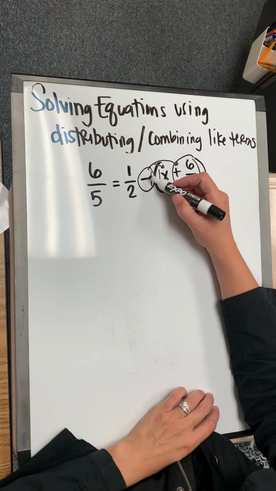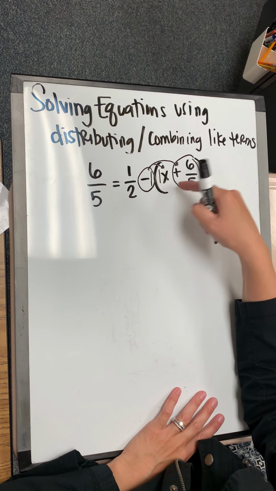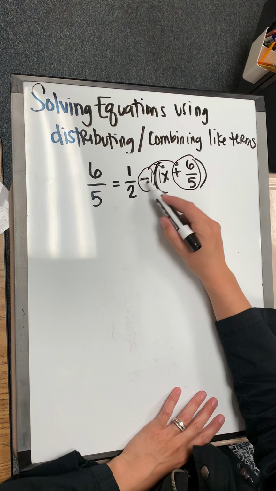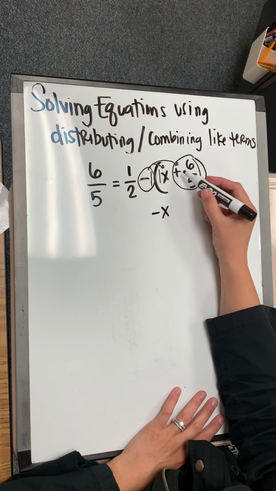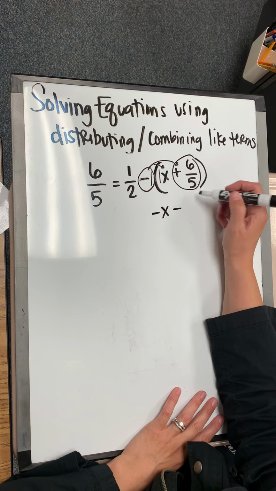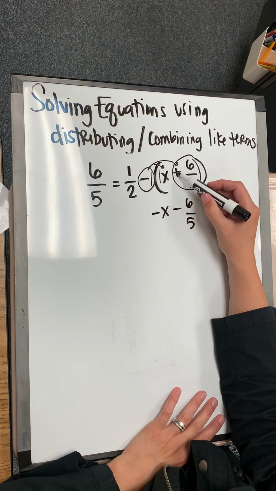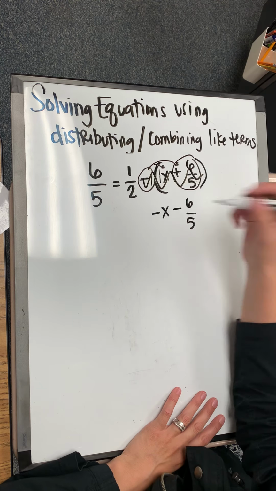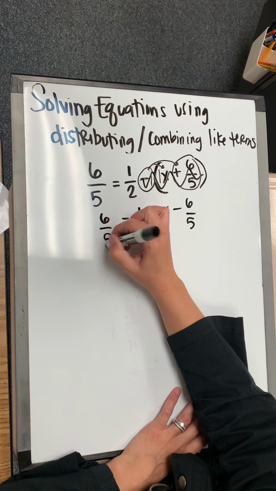What's so great about a -1 is that it doesn't change the number of either of them, it just changes the sign because it's a negative. So a negative times a positive is a negative, 1 times 1 is 1x. Negative times a positive is a negative, 1 times 6/5 is still 6/5. So it just changed both of these positives to negatives. But I have it distributed now. I still have my 1/2 and it's still equal to 6/5.